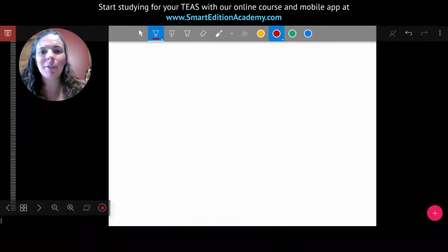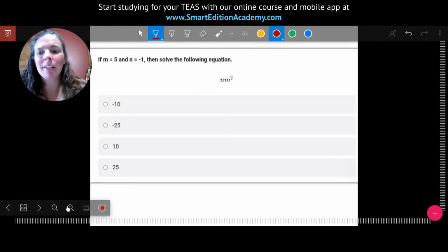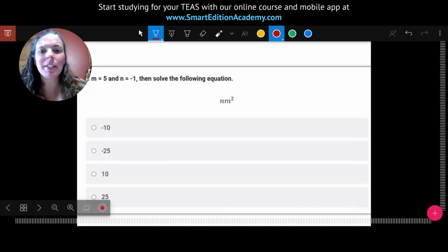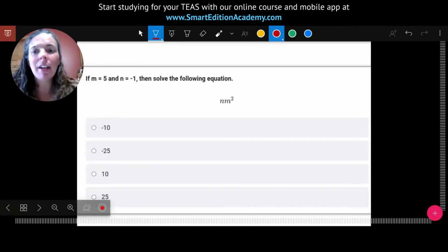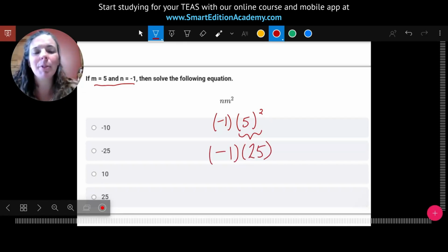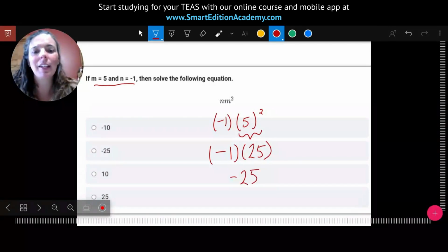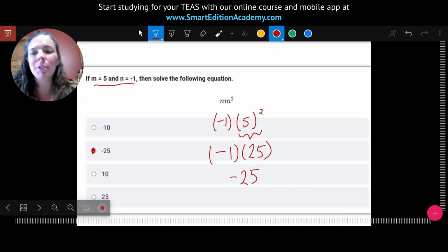Okay, let's try another one of evaluating expressions. So you have n times m squared. So this is telling me m is equal to 5 and n is equal to -1. So let's plug in. N is -1, m is 5. Now, how do I simplify this expression? Well, I need to do my exponent first. So -1 times 5 squared is 25. And then when I multiply -1 times 25, I get -25. Okay, so we'll talk a little bit more about exponents coming up shortly, but that's essentially all we need to do to simplify.